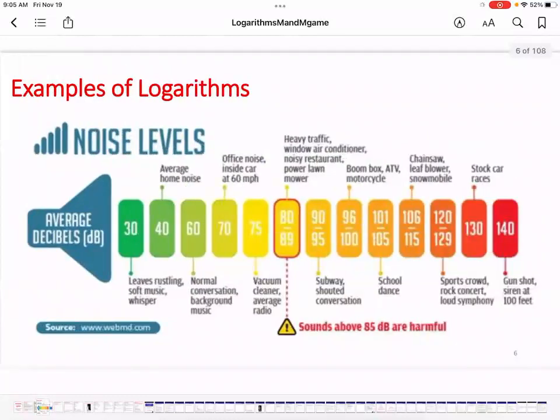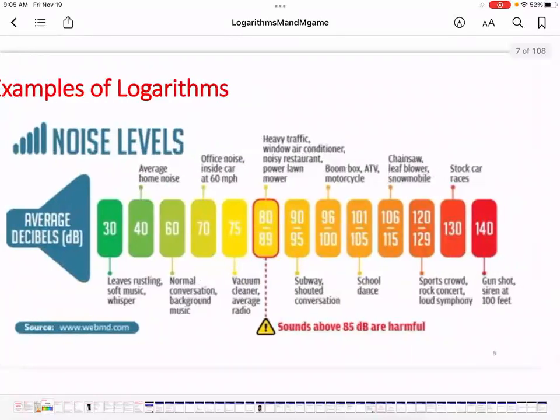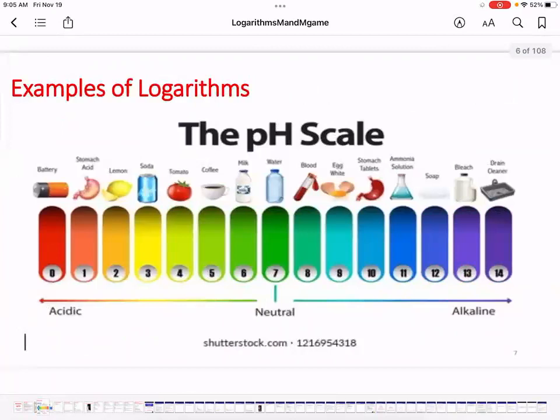So noise level is decibels. And then this is showing you just how different it is, because if you say, oh, this is only 10 decibels louder, that doesn't sound that bad, but it's actually an entire order of magnitude. The pH scale going from acids to bases.